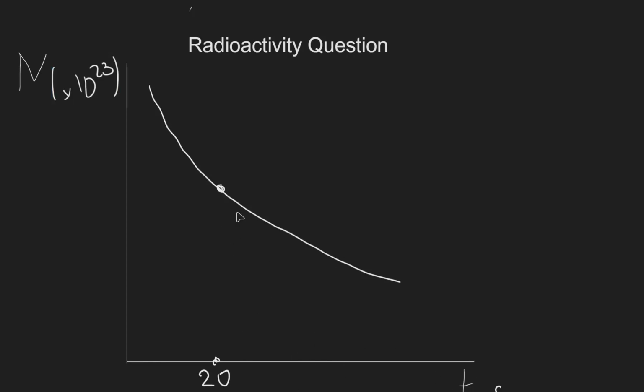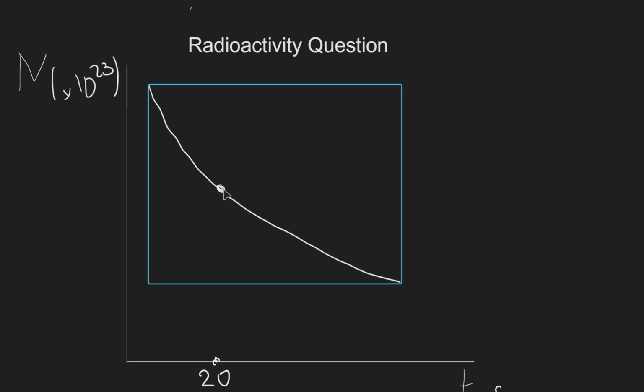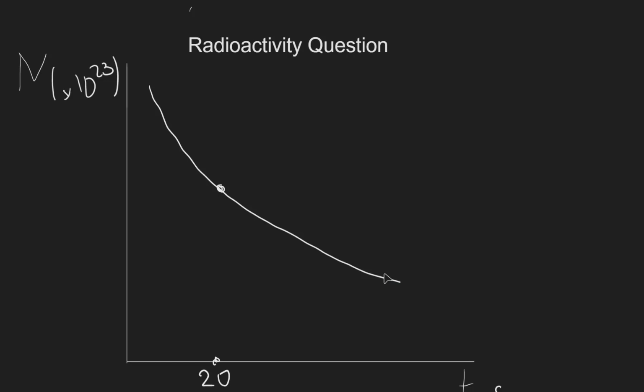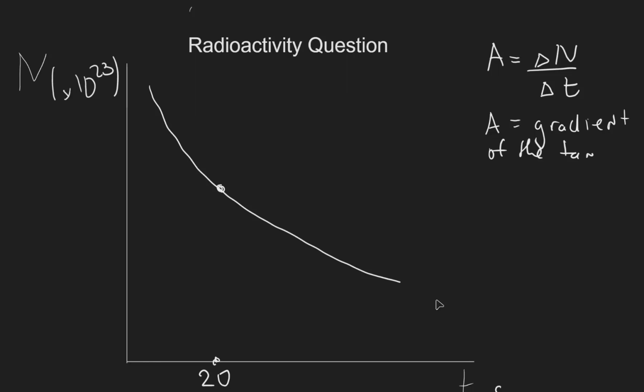And we're being asked to find the activity at a time when t is equal to 20 seconds. Well, what is the activity? Remember, it's defined as the change of particles, how many particles have essentially left the radioactive substance, divided by time. So the activity will essentially be the gradient if this was a straight line graph, but it's not quite a straight line graph. Notice that there's a curve, so it will just be the gradient of the tangent.